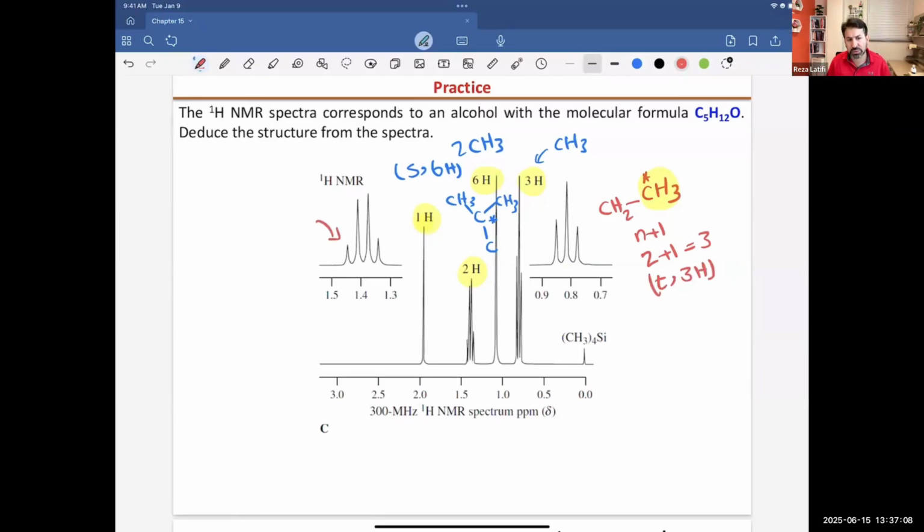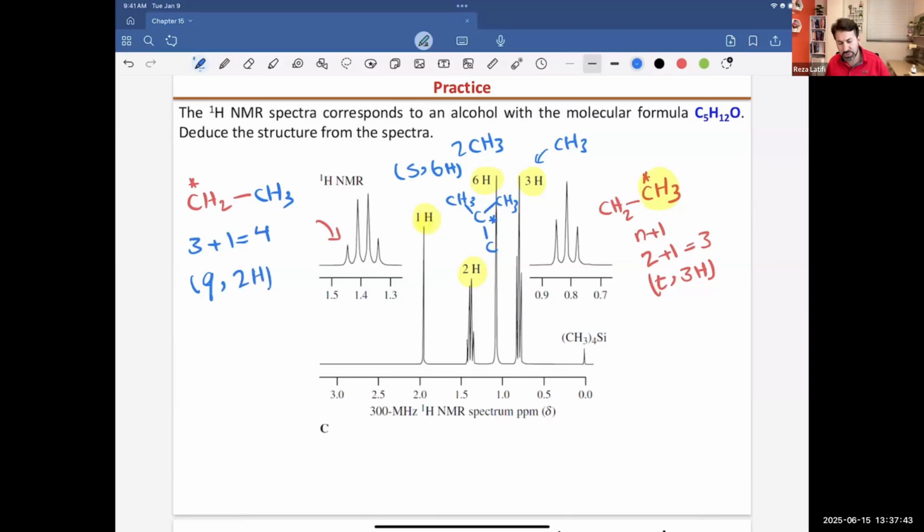And how about this peak? The integration for it is equal to 2 and it got split into a quartet. What does it mean? It means it's a CH2 that has a neighbor, and the neighbor must be CH3. We have 3 hydrogens on the neighbor carbon, and they will split the CH2 into a quartet. So I'm going to see a quartet that has an area equal to 2 hydrogens.